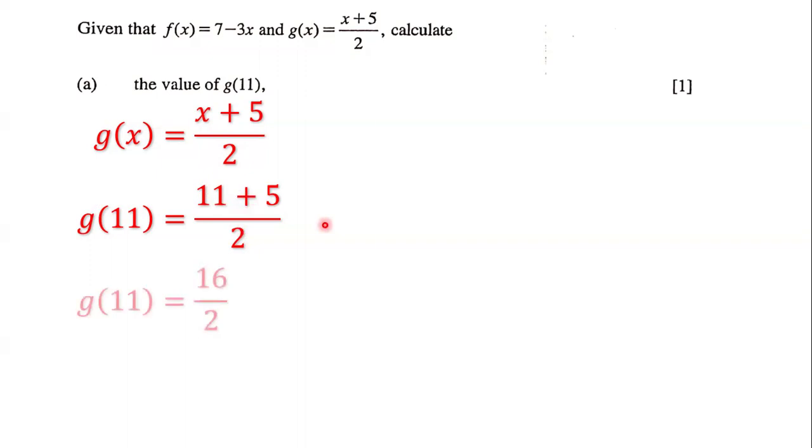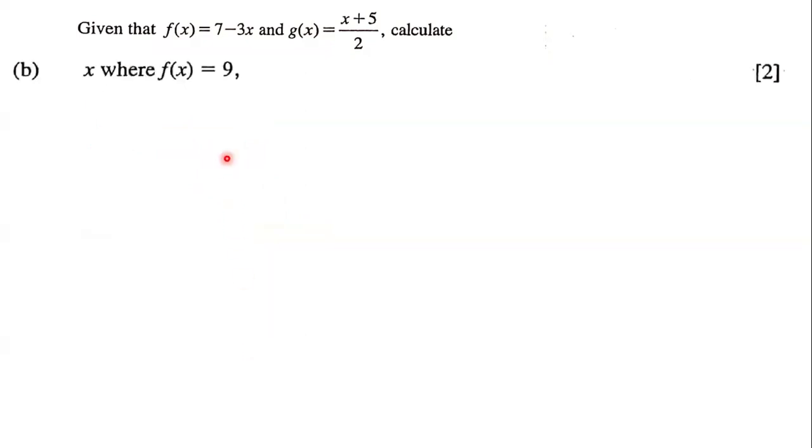Now, what is 11 plus 5? Well, 11 plus 5 is equal to 16. And so we have 16 divided by 2, and 16 divided by 2 is 8. So g of 11 is equal to 8. And that's the answer to this question.